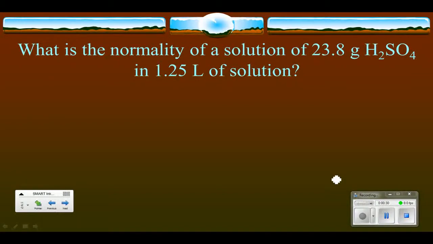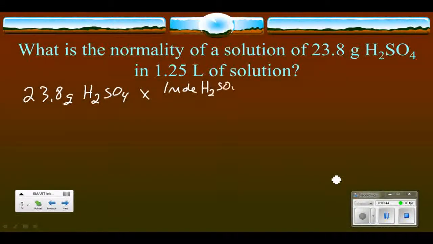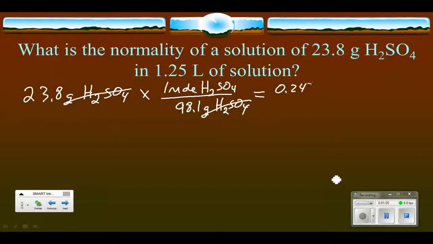We're going to change the grams to moles to find the molarity. So 23.8 grams of sulfuric acid. If I'm changing grams to moles, then that's 1 mole of sulfuric acid. I previously added up the molar mass of sulfuric acid, 2 hydrogens, a sulfur, and 4 oxygens. That is 98.1 grams of sulfuric acid. So the grams of sulfuric acid cancel out, and that gives us 0.243 moles of sulfuric acid.